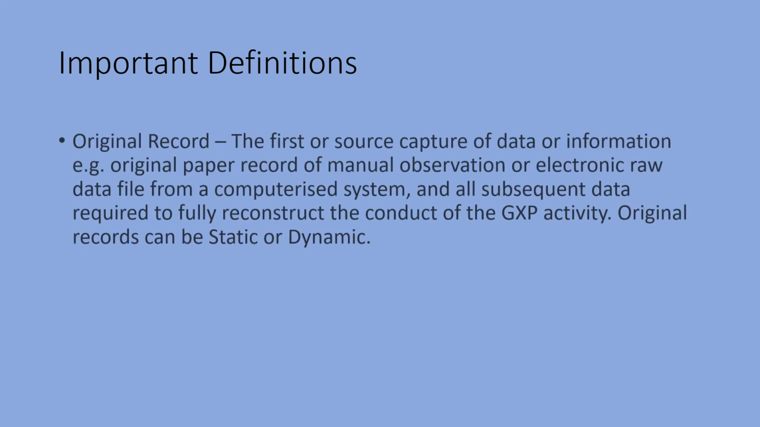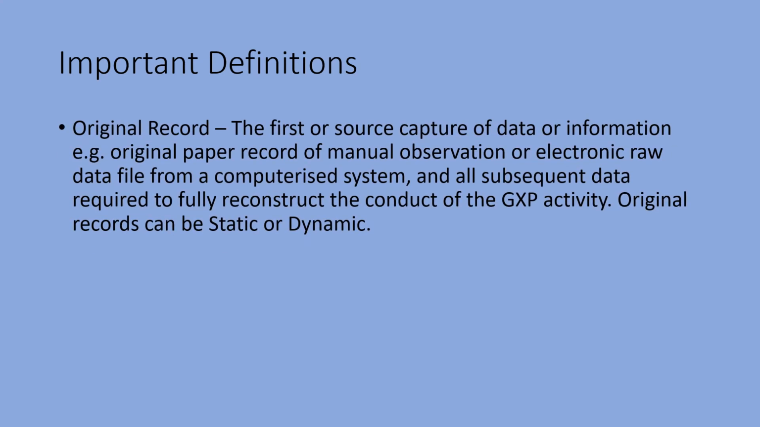Some important definitions are provided below. Original record is the first or source capture of data or information. Example: original paper record of manual observation or electronic raw data file from a computerized system, and all subsequent data required to fully reconstruct the conduct of the GXP activity. Original records can be static or dynamic.